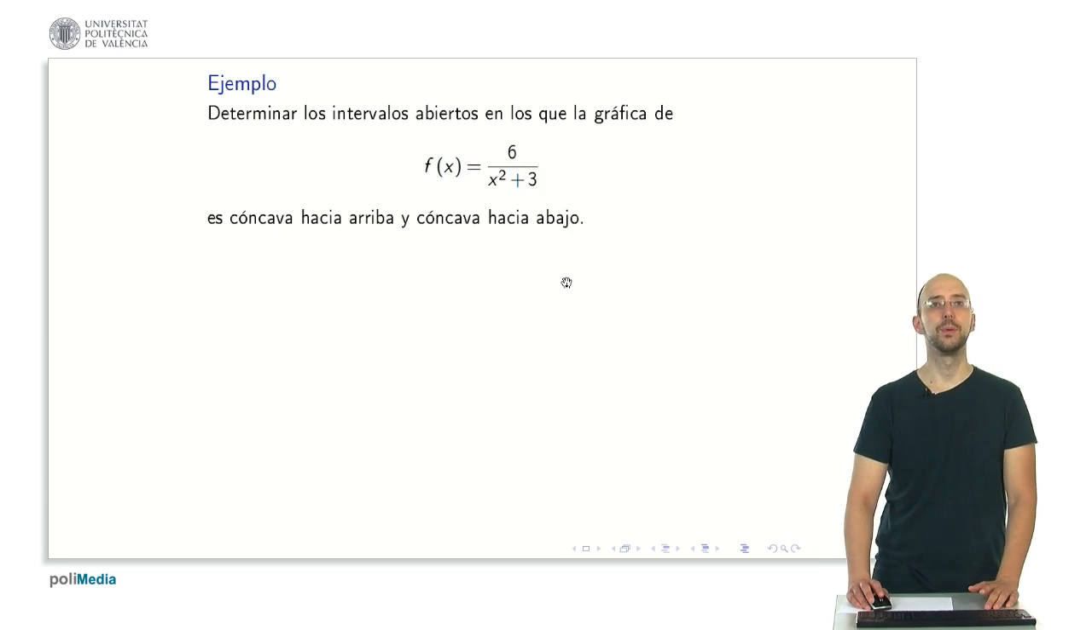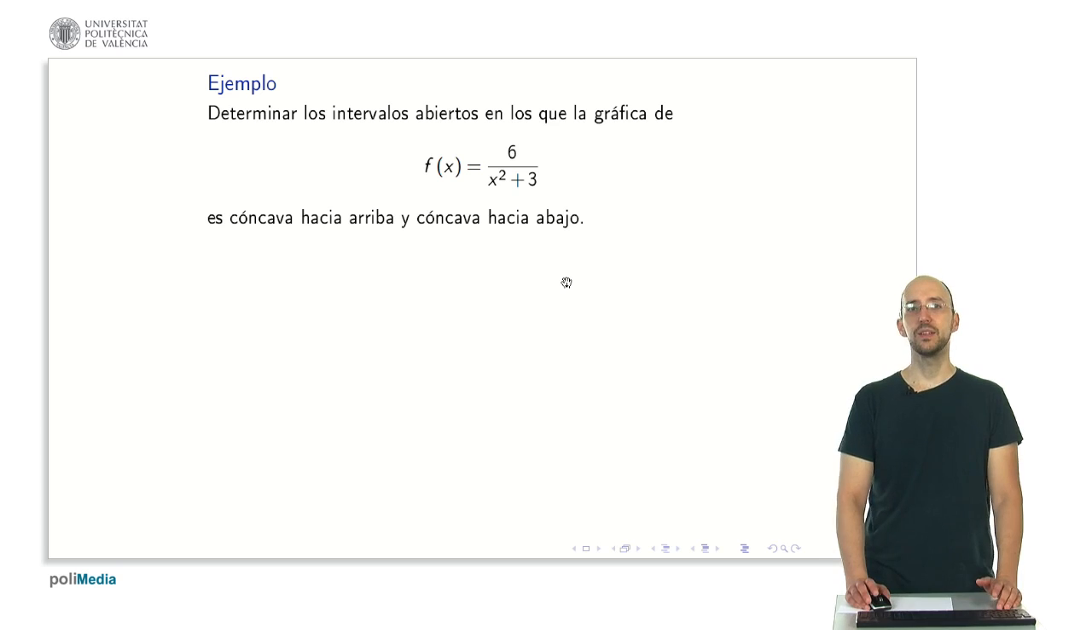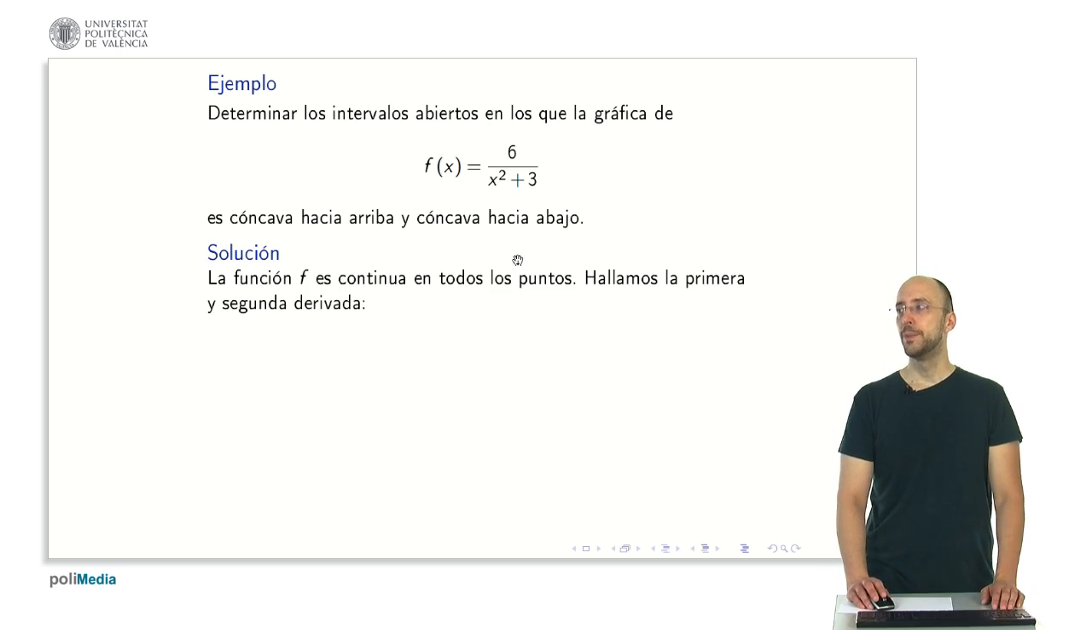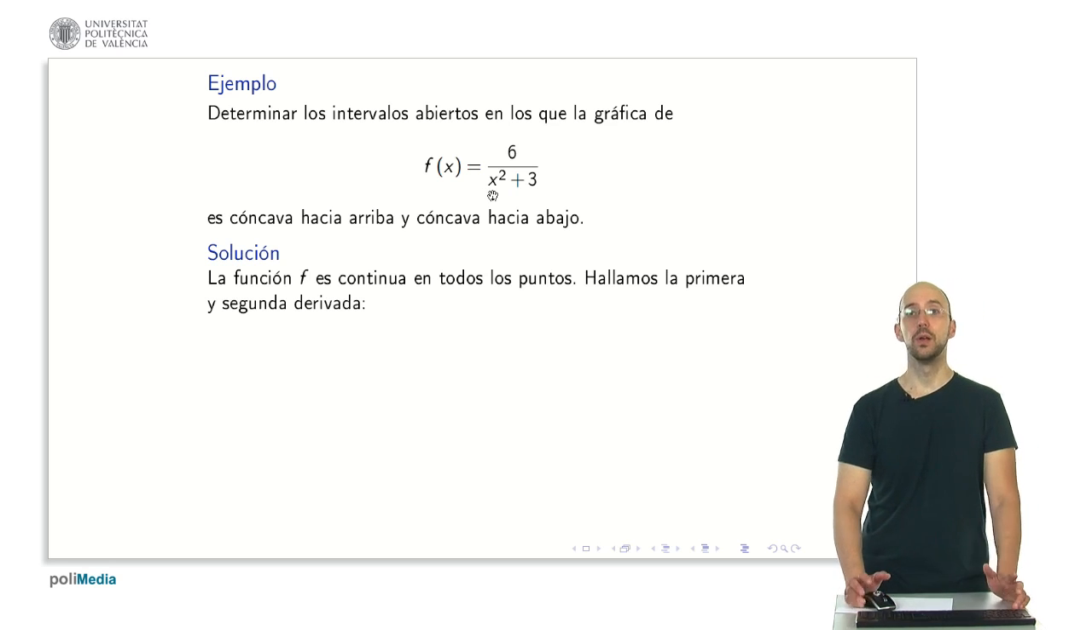Let's see an example. Let's take the function f of x equal to 6 over x squared plus 3. We'll identify where the function is concave up and concave down by examining the second derivative step by step. First, I'd like to point out that the function is continuous at all points. If you examine the denominator, which can be a concern, in this case, it's x squared plus 3.